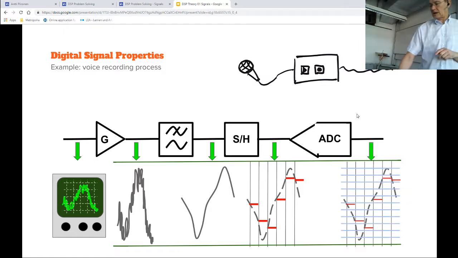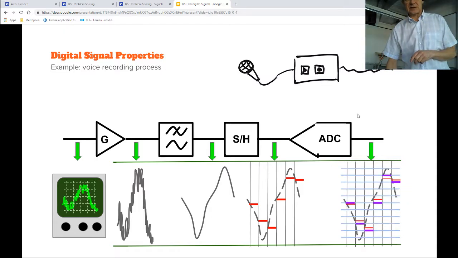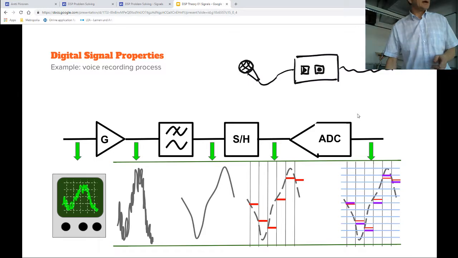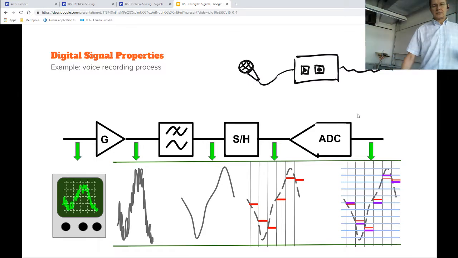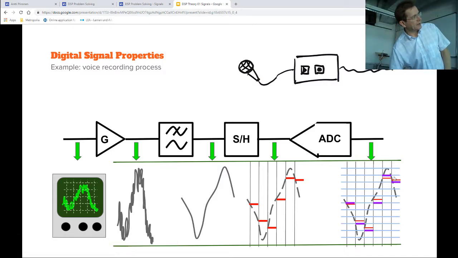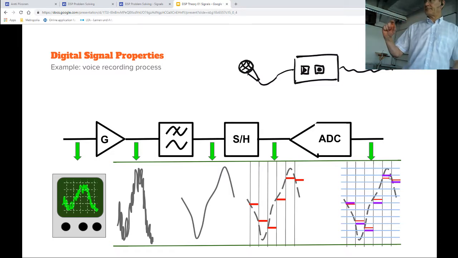And then that error here, the difference between the real signal level and this discrete signal level, that's the quantization error, which is supposed to be less than half of the bit.